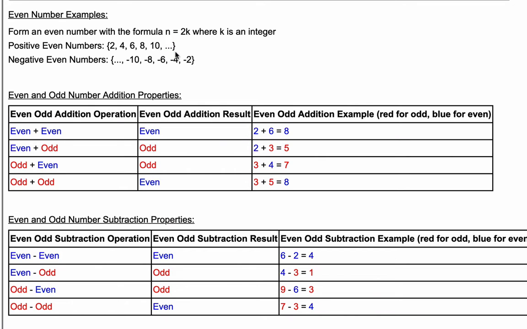And with the same formula, we can do negative even numbers. So we've got negative 2, negative 4, negative 6, negative 8, negative 10. And we've got the triple dot, which means this extends into negative infinity. So all you have to do is pick a number for k, an integer, multiply it by 2, and you can generate even numbers.